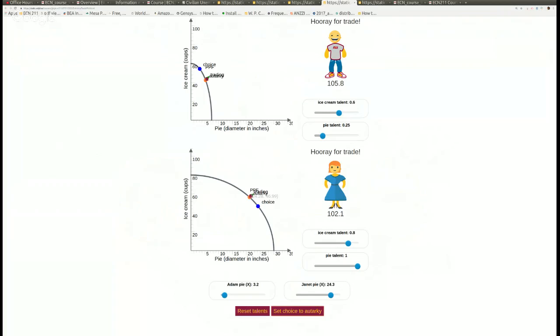So there's a couple of important insights here. This is all about relative ability levels, right? It's about the slopes of production possibility frontiers. A couple of simple lessons from this that I think you should take away from it.